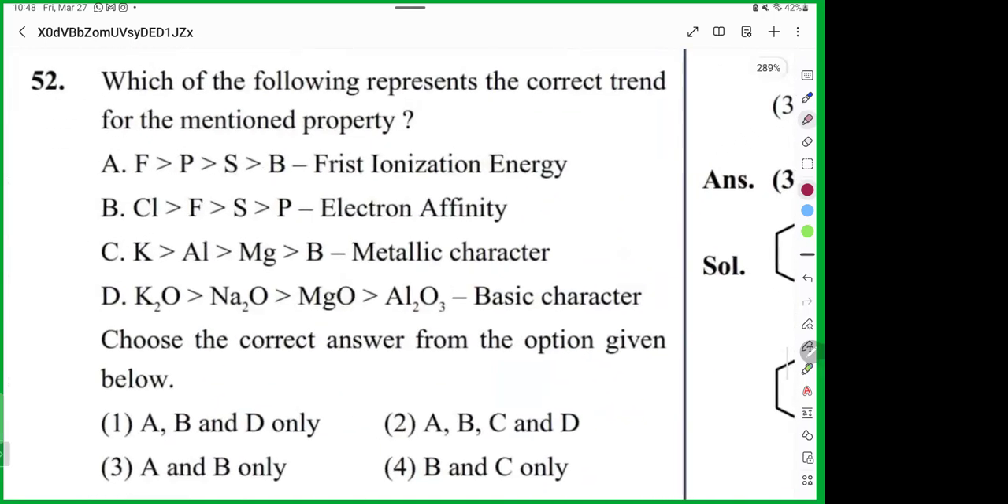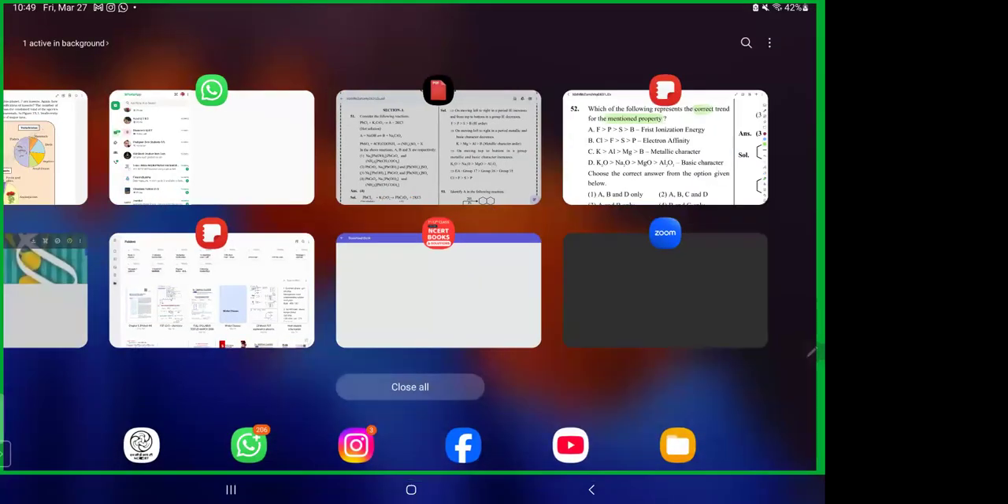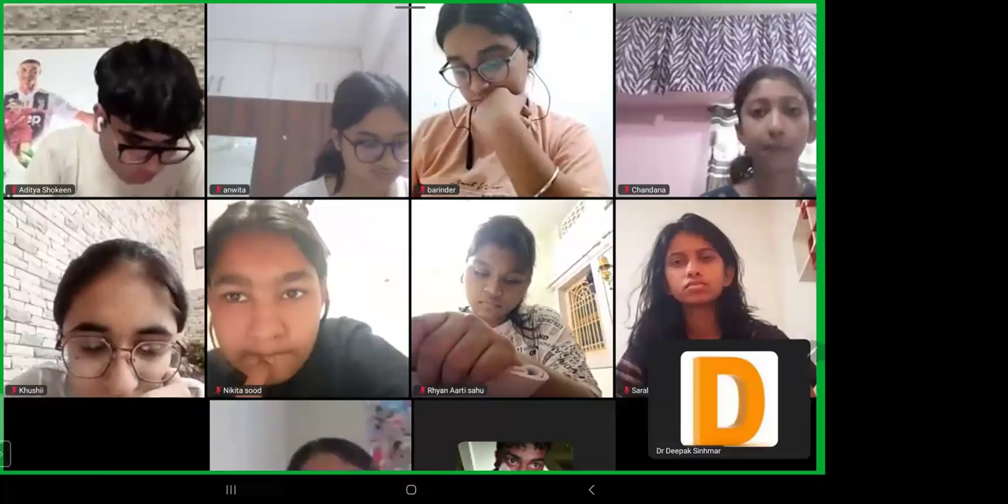See question number 2. Trend. Which of the following mentioned is correct? First, ionization enthalpy. I will send another PDF because this PDF has the answer, so it will disturb you.